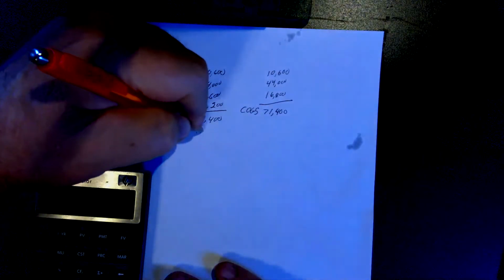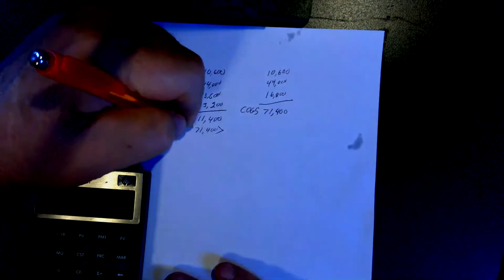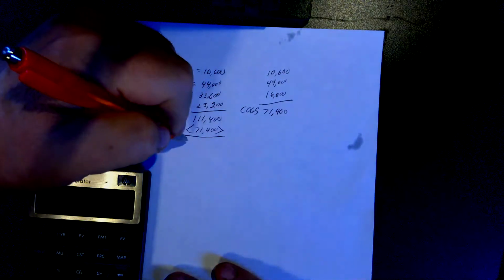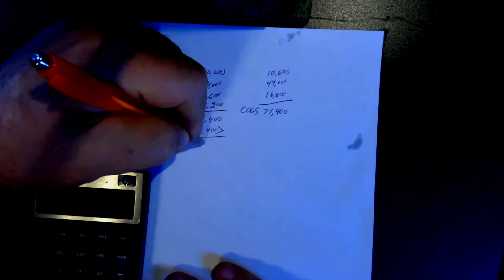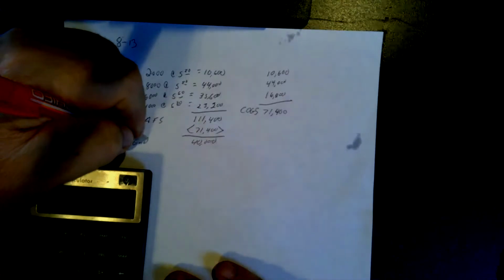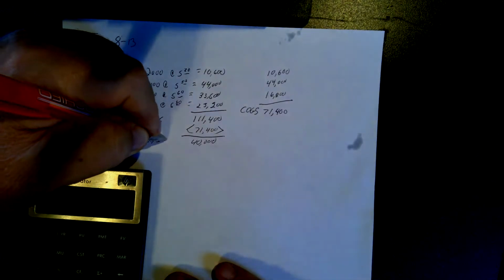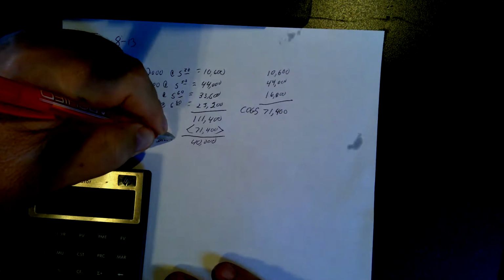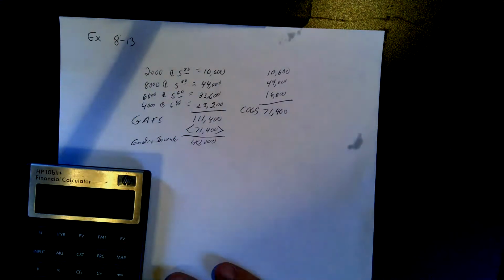We take the 71,400 away from the 111,400, and that will be 40,000, and that will be our ending inventory. All right, so that's part one, first in, first out.